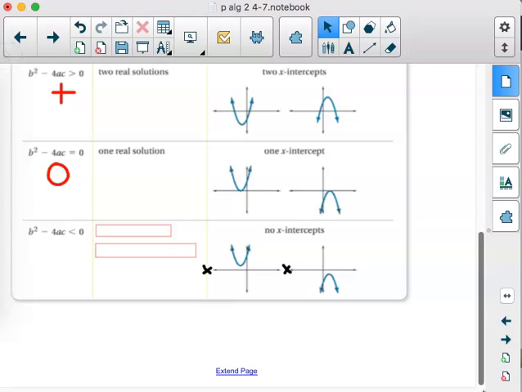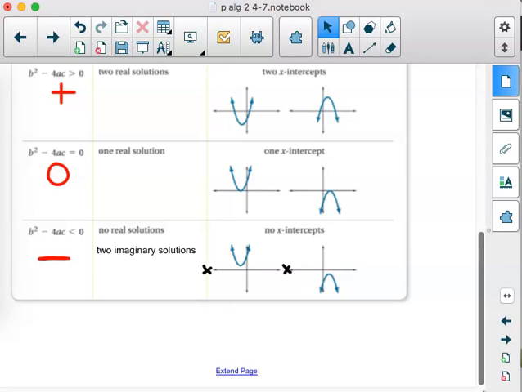So if it's never going to cross the x-axis, well, that's because your discriminant came out to be negative, and we can't take the square root of a negative yet. Tomorrow we'll start talking about taking the square root of a negative. So we would write down it has no real solutions. But there's better news. It doesn't have any real solutions. It has two imaginary solutions.